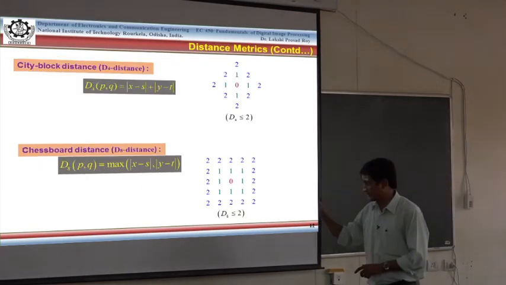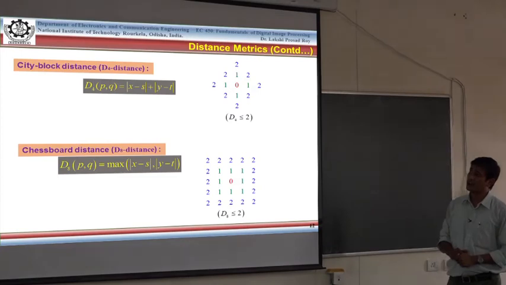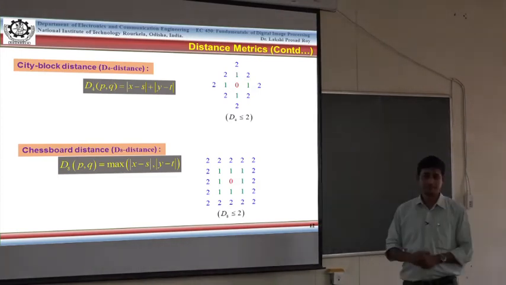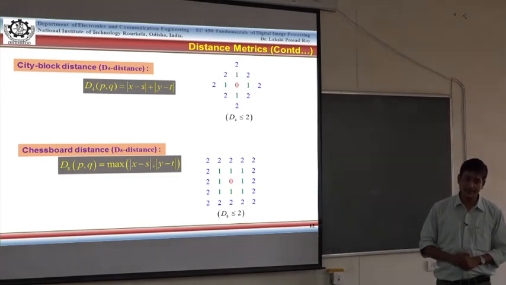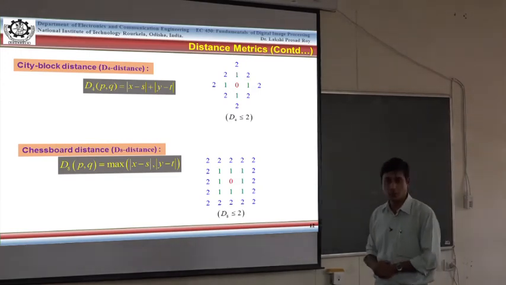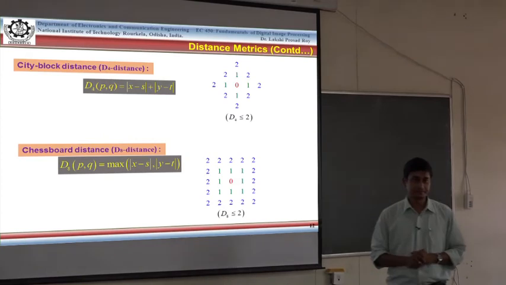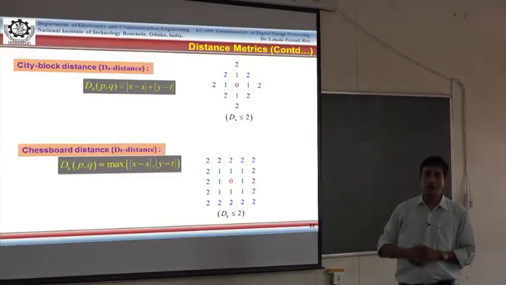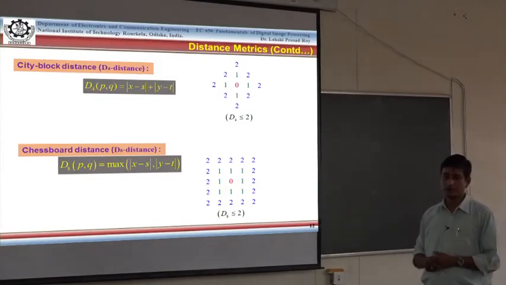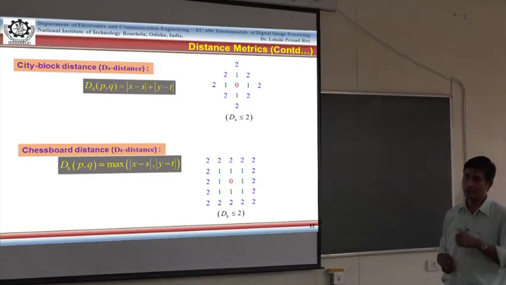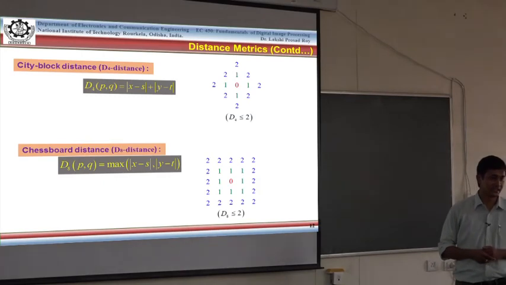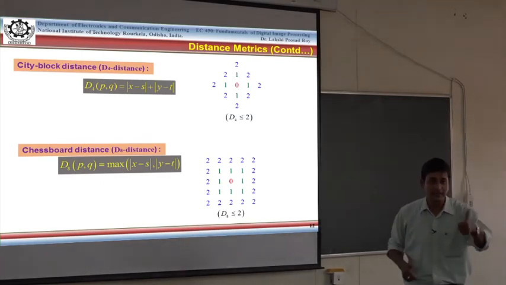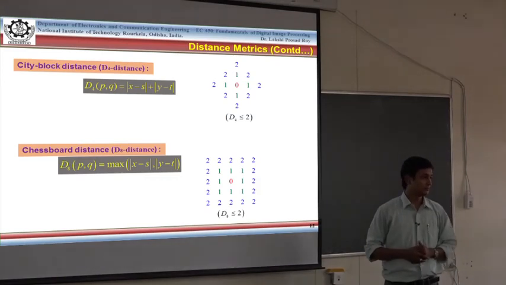2 more I will be discussing here. One is called city block distance, or sometimes diamond distance. It is a distance between P and Q, meaning 2 pixels, which is called D4. The 4 you already know. What is that 4 basically? 4 means it is talking about 4 neighbors.